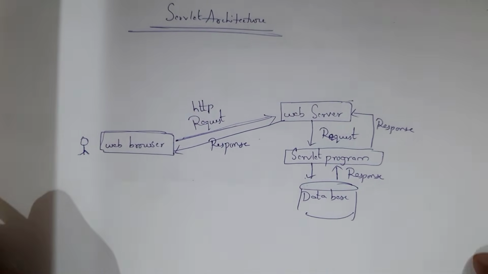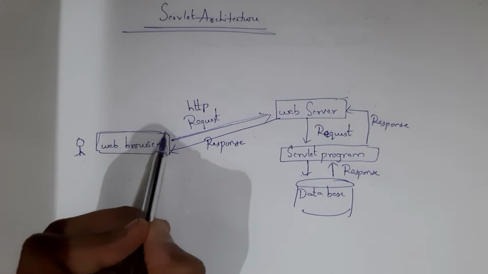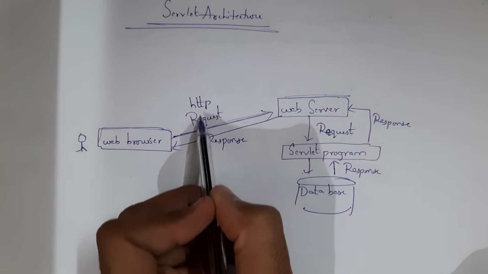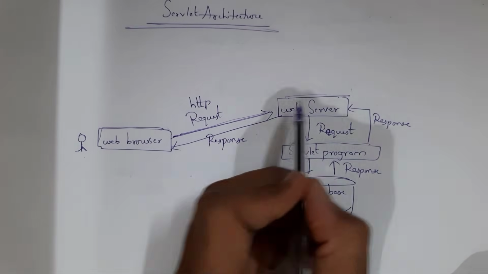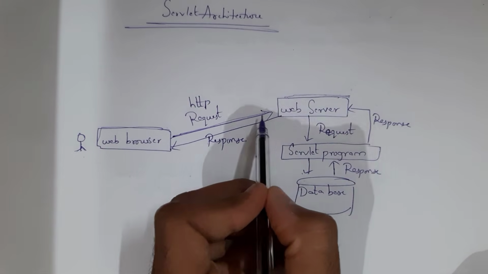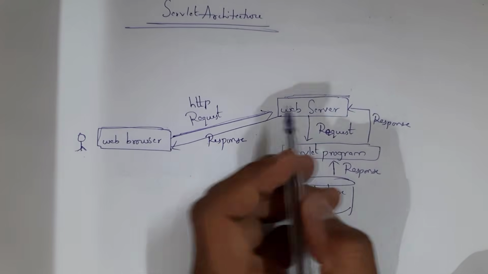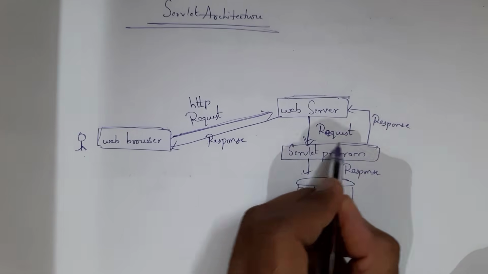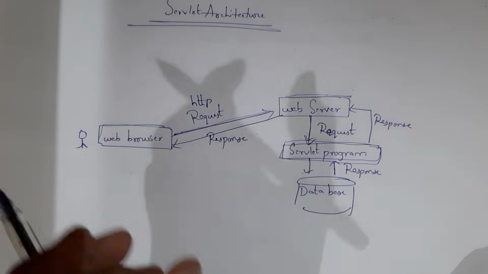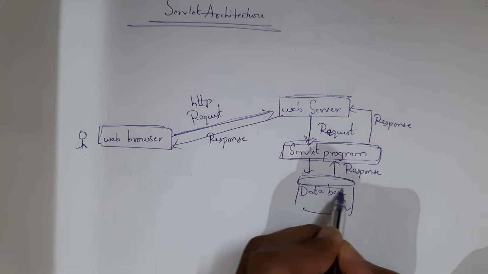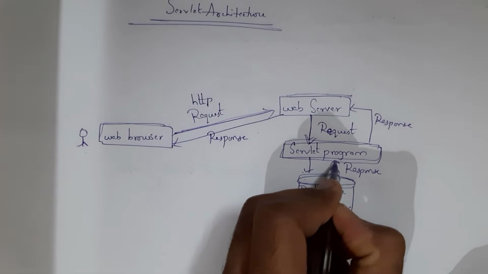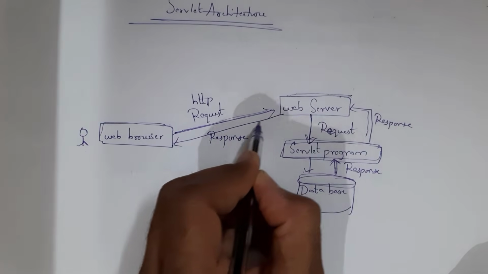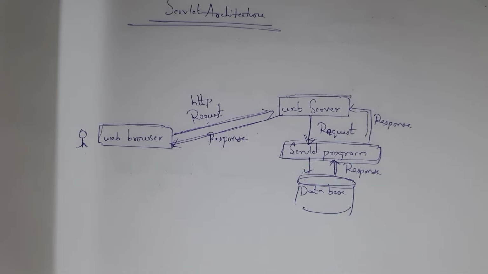I will explain once again. A user from his web browser sends a request to the web server. This request is known as an HTTP request. The web server receives this request and sends it to the servlet. The servlet will access the request, process it, and provide a response. The servlet sends the response to the web server, and the web server sends the response to the user. This is the architecture of a servlet.